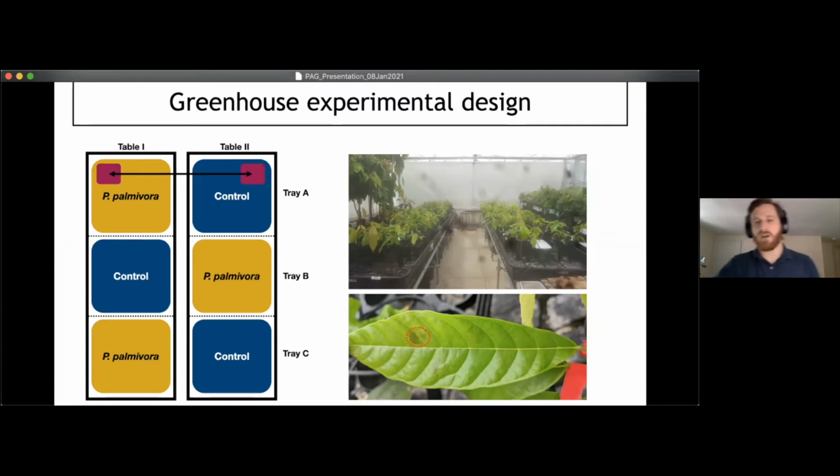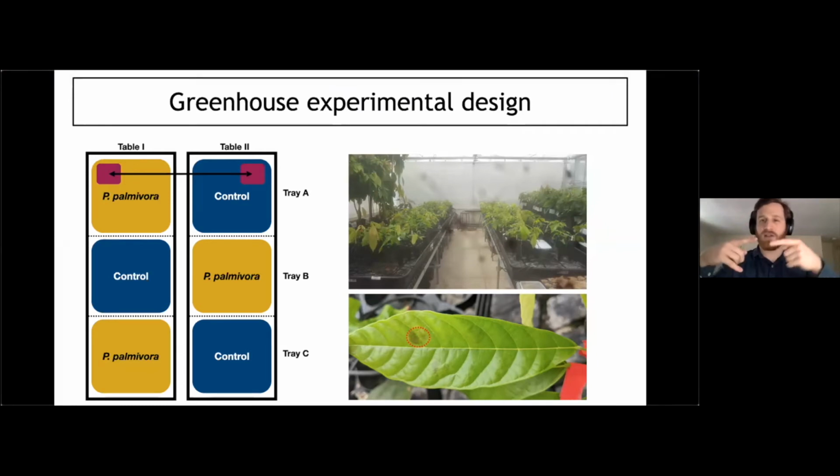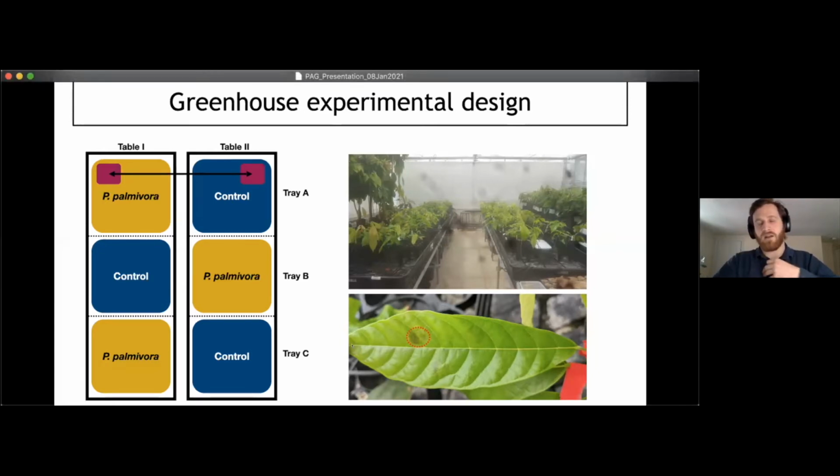Okay, so after they were distributed across these tables, we went through and challenged these leaves with pathogen. On the underside of the leaf, we would place mycelial plugs. And then 8 hours later, we came back, we collected tissue from the areas surrounding that lesion, and we carried them forward for RNA sequencing.